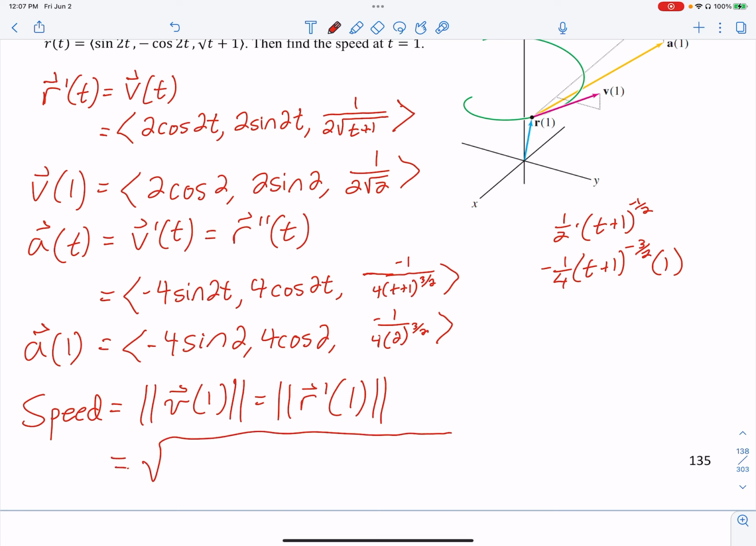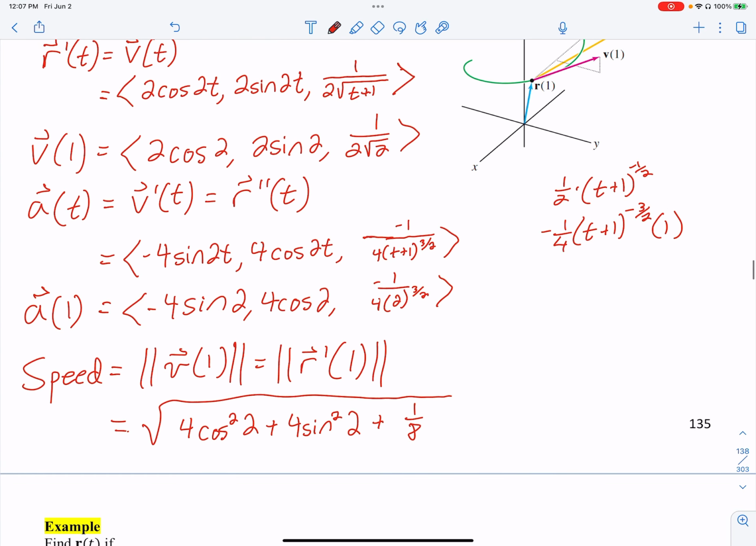Same thing. So the square root of 4 cosine squared of 2 plus 4 sine squared of 2 plus, and then we square that one, I get 1 over 8. 2 squared is 4, the 2 comes out, I get an 8th. Cool. That we can actually take down further. For both of those, I can just factor out the 4. I'm going to show you here so I don't have to rewrite the whole thing.